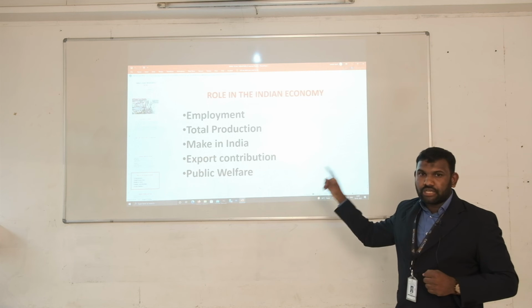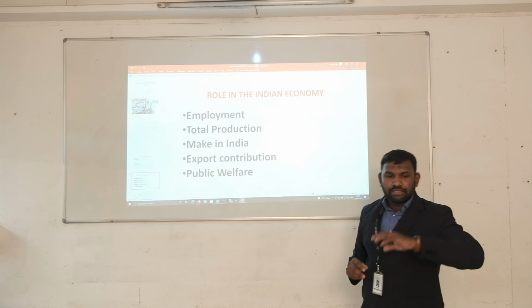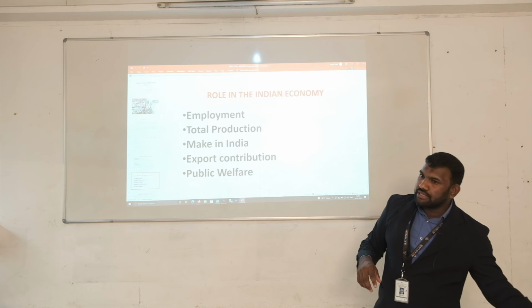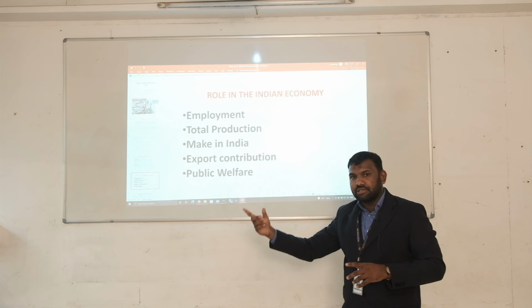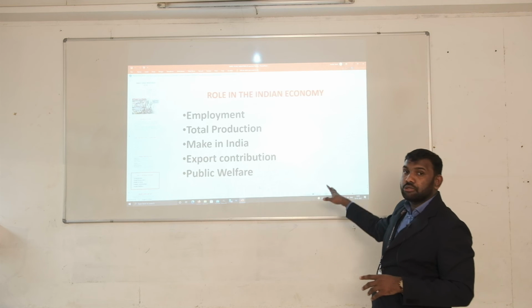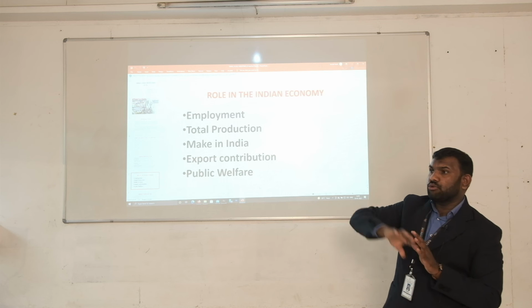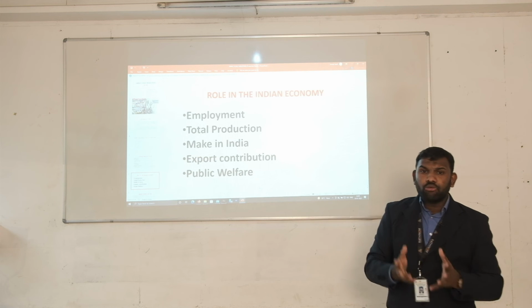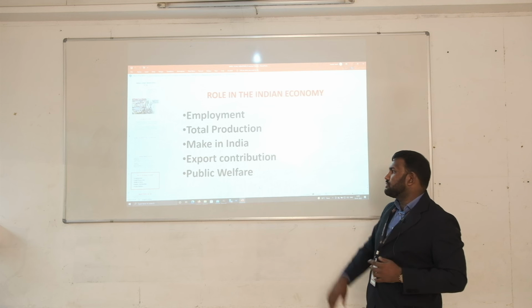And export contributions. As I already told, the big companies give orders to the small companies, and they produce and then give to the big companies. They will supply to other nations. So the maximum export contribution comes from small scale industries. When export contribution increases, the economic level also increases. So that is the main contribution, export contributions.